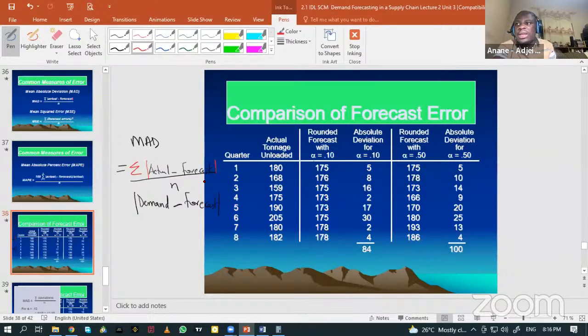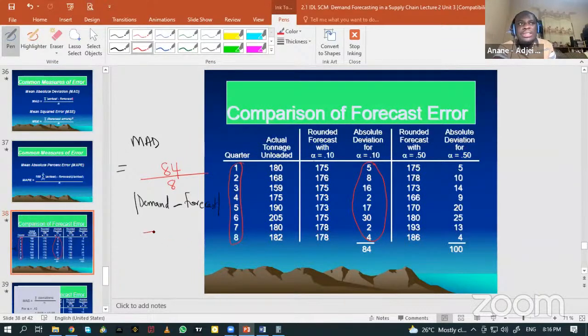And the formula says the sum. After we have done this part of the formula, we sum everything together. The sum of all these, which is 84, becomes the figure for the top here. We divide the 84 by the number of periods. How many periods do we have? We have period 1 up to 8, so 8 periods. So we divide 84 by 8.